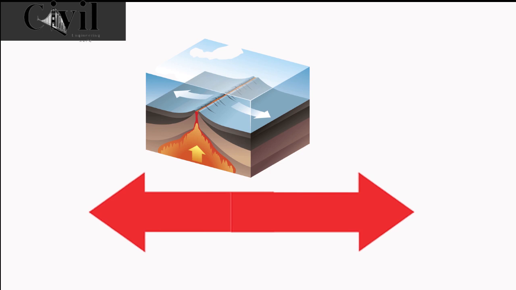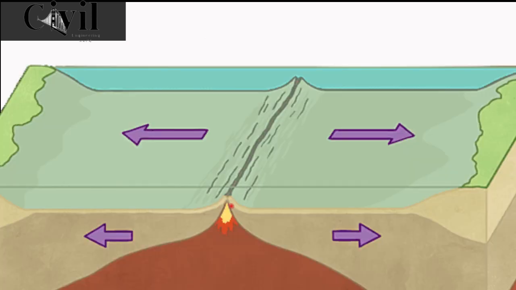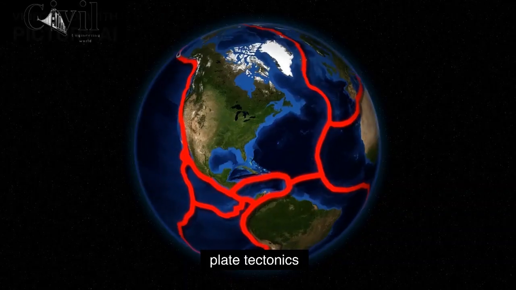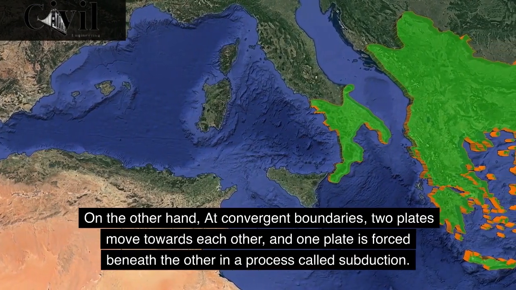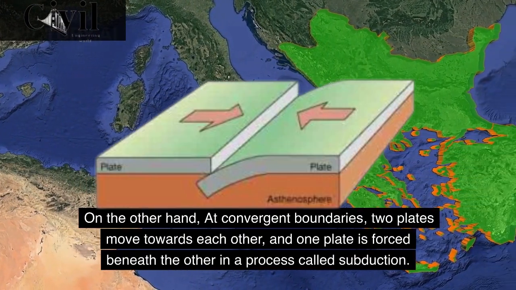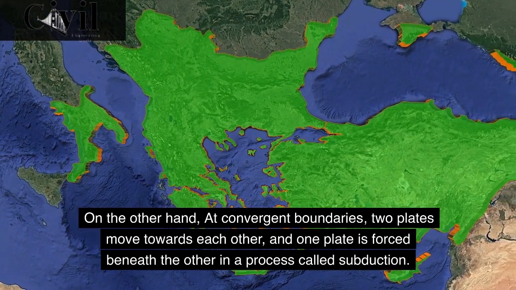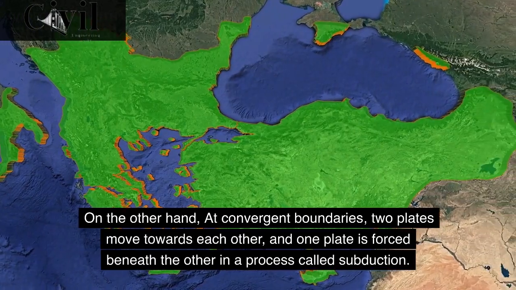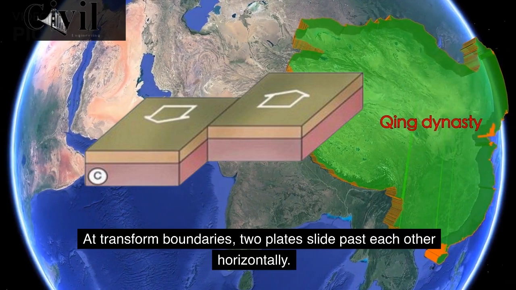There are three main types of plate boundaries where earthquakes can occur. At divergent boundaries, two plates move away from each other and as a result, new crust forms. At these boundaries, earthquakes are usually relatively small and are not very destructive. On the other hand, at convergent boundaries, two plates move towards each other, and one plate is forced beneath the other in a process called subduction. At transform boundaries, two plates slide past each other horizontally.